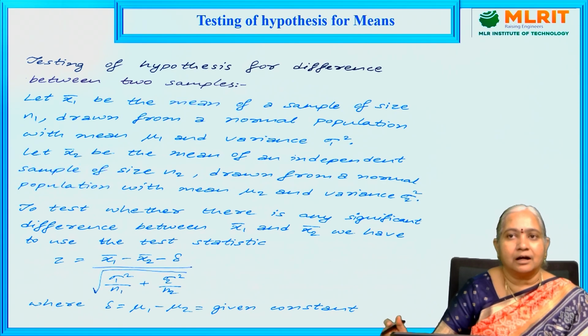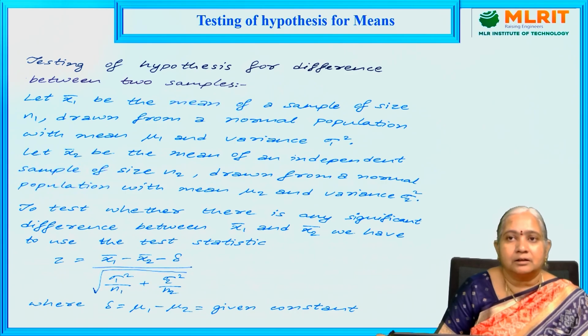How to test the hypothesis? The testing of hypothesis procedure is the same for either a single mean or difference of means. The first step is, again, we make a claim about the population mean, and the alternative hypothesis we can define in three ways: either two-tailed or one-tailed, greater than or less than or not equal. Then the level of significance, that means the error in our claim. The fourth step is the test statistic.